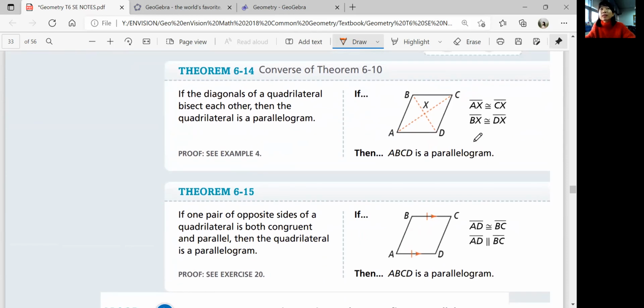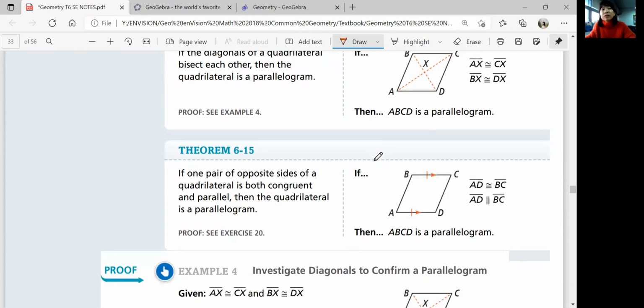6-14, Converse of Theorem 6-10. If diagonals of a quadrilateral bisect each other, then it's a parallelogram. Okay. And if one pair of opposite sides of a quadrilateral is both congruent and parallel, then the quadrilateral is a parallelogram. So it doesn't have to have both pairs that are congruent and parallel, but if only one pair satisfies to be both congruent and parallel, then it must be a parallelogram.